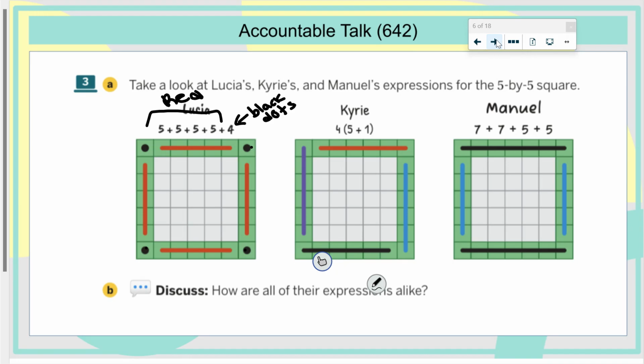All right, now let's look at Kyrie's expression. She has 4 times 5 plus 1. So this 4 represents the number of lines. And then the 5 plus 1 represents the length of each line, because each line is 6 units long if you count them out. So she has 4 units that are each 5 plus 1. The 5 is the length of each side, and then the 1 represents the one on the corner.